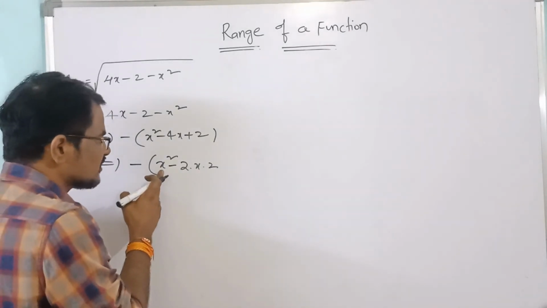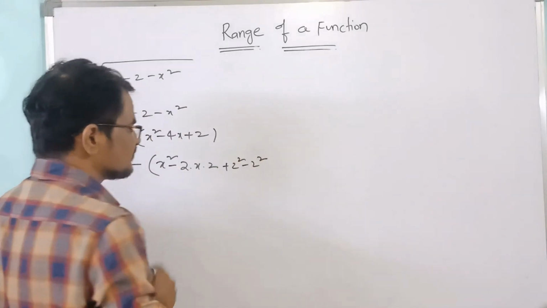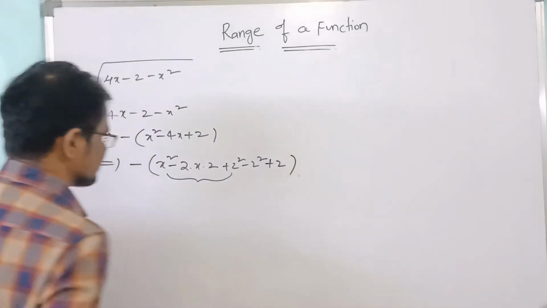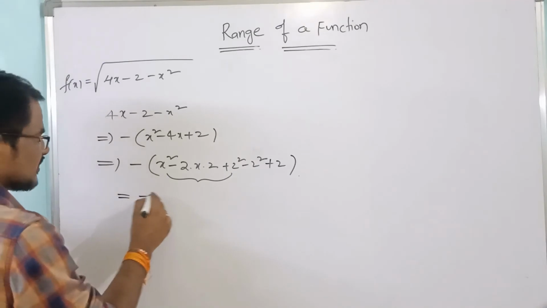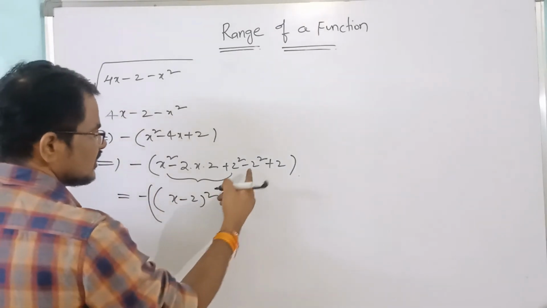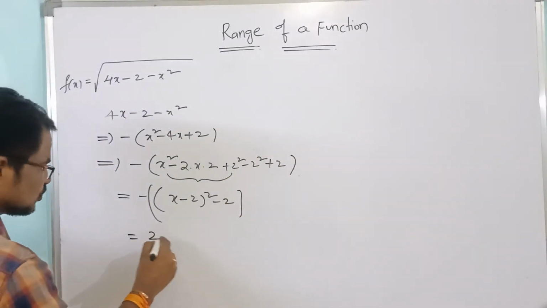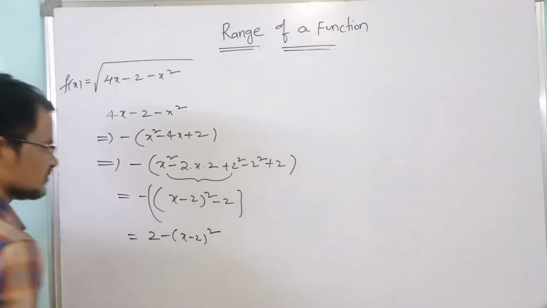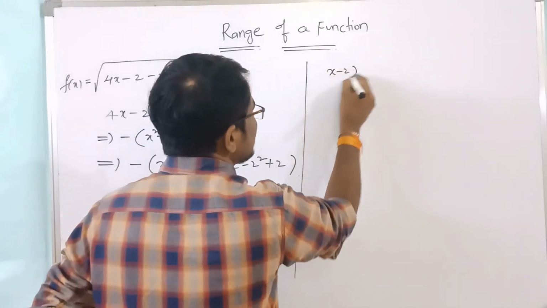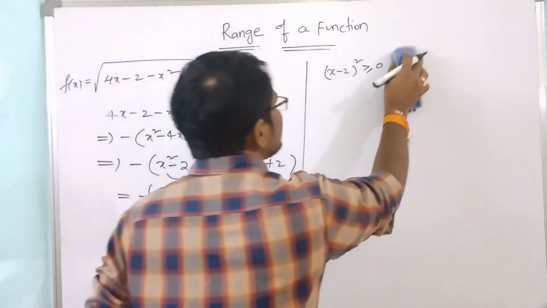So now it is in the form of a² minus 2ab form. So plus 2² minus 2² if you write, now it is in the form of (a plus b)² and the extra plus 2 is also there here. That is equal to minus of (x minus 2)² and minus 4 plus 2 is minus 2. Now multiply with minus, that is 2 minus (x minus 2)². Now from this one we know that (x minus 2)² is always greater, for all x belongs to real numbers.